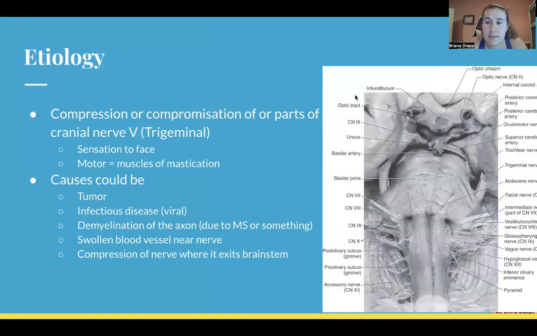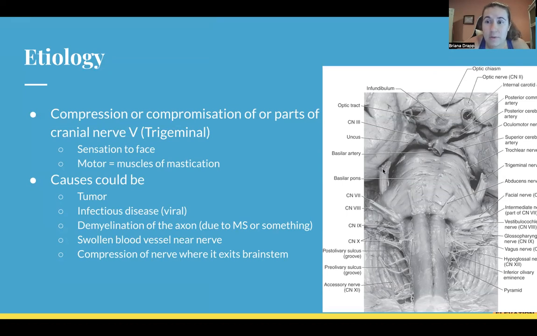For the etiology, the picture over here to the right is actually your brainstem. Here's where your optic chiasm is. You can see your pons is right here, and then your medulla is down here. All of these are where your cranial nerves pop out. If you ever saw something saying cranial nerves 3 through 12 all come out of the brainstem, that's where these are all coming out. So you can see this is your trigeminal nerve. There's one on each side, one here, one here. This is a big fat nerve. It's actually your biggest cranial nerve coming out.